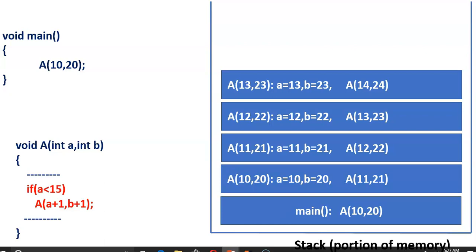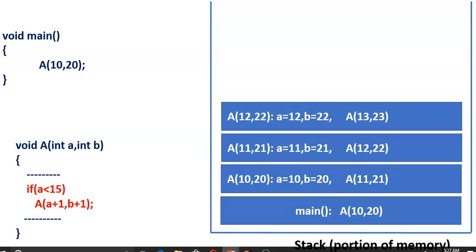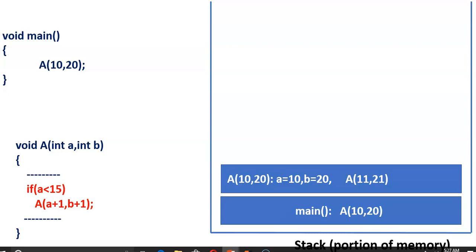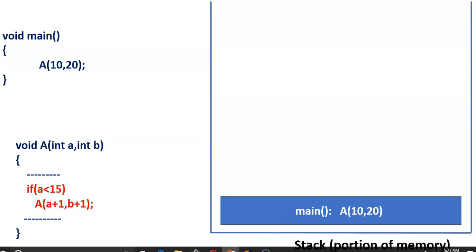Now once a of 13 comma 23 is completed, it will be removed from the stack, and once a of 12 comma 22 function is completed, again its related code and all its variables are removed from the stack, and once a of 11 comma 21 is completed, it will also be removed from the stack, and once a of 10 comma 20 is completed, it will also be removed from the stack, and finally once the main function is completed, then also it will be removed from the stack.